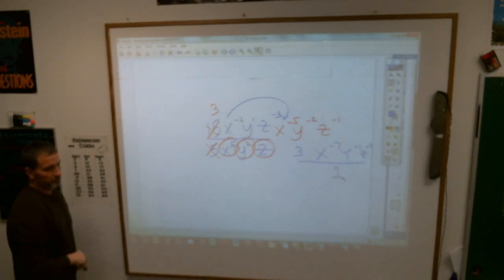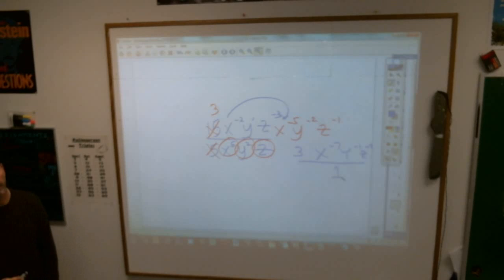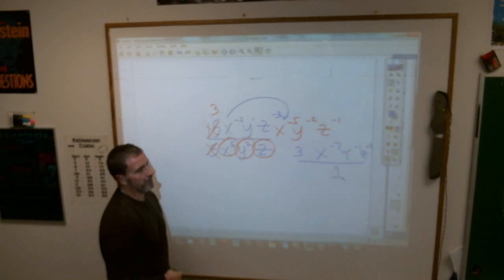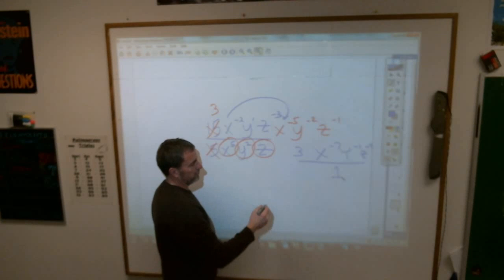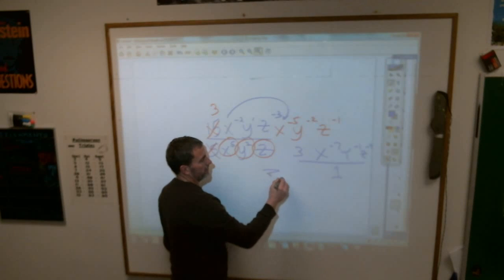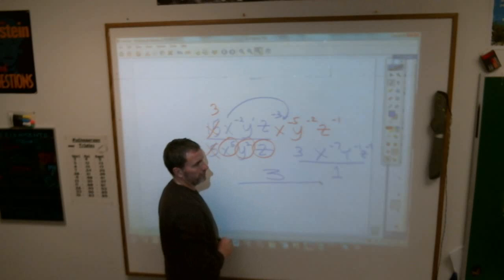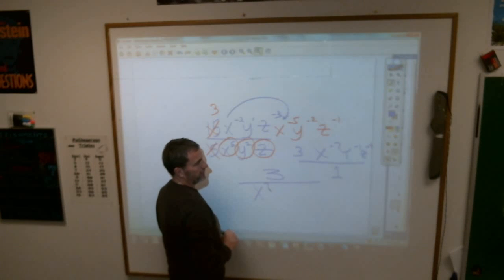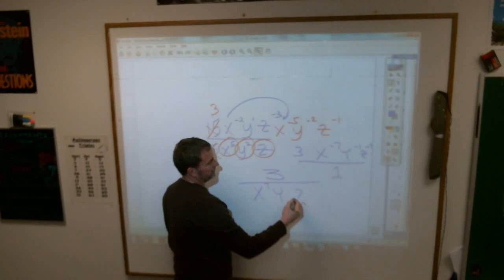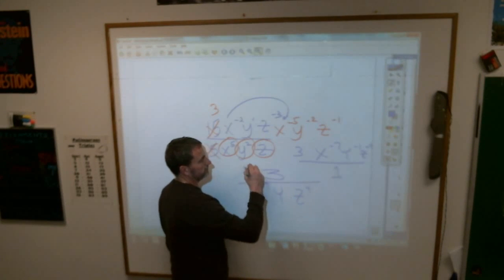It's kind of my answer, but I cannot leave it like that because I have a bunch of negative exponents I need to make positive by just taking them down to the bottom. So my answer is going to be 3 stays on top. It's the only thing that doesn't have a negative exponent. X becomes x to the positive 7th, y becomes positive 1, z becomes positive 4.